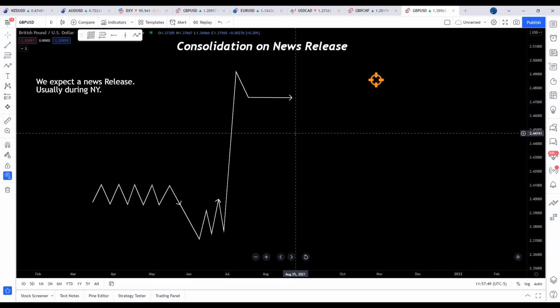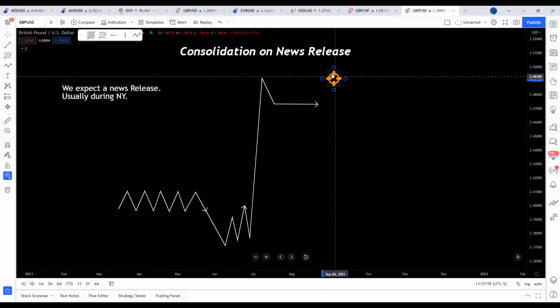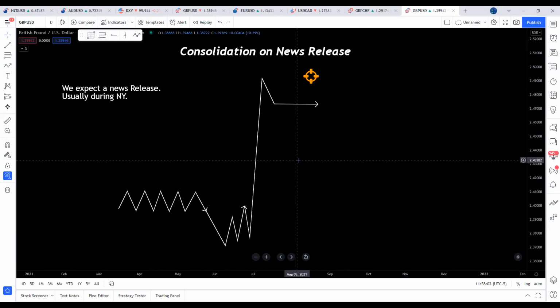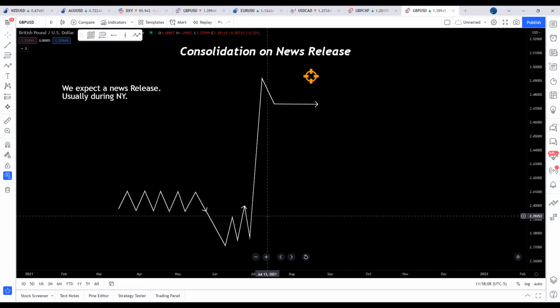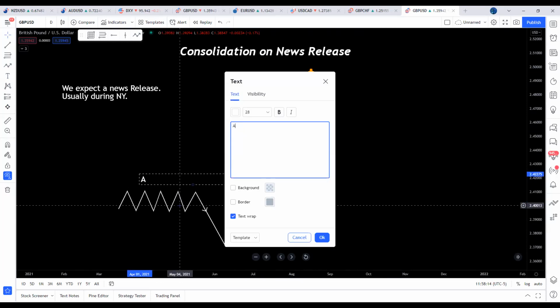So this is the consolidation on news release template. Now, this right here, I would like for you guys to keep in your notes, because this consolidation on news release is going to be very important for you guys as you guys grow in your trading, right? So the next time that you guys see a news release, you can refer back to this consolidation on news release, and you can see what happens during Asian session, right? Because remember, this right here ends up being Asian session.